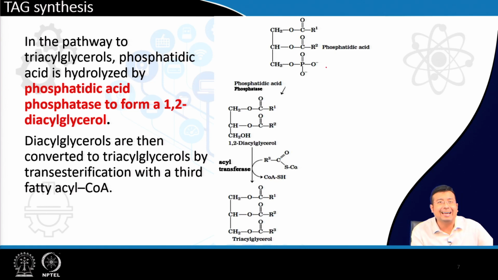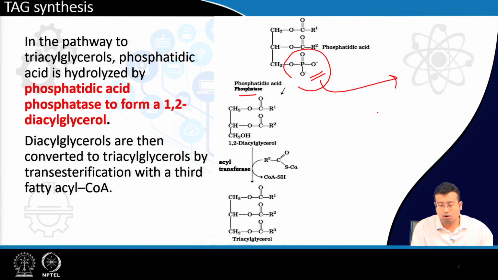So phosphatidic acid, we need to get rid of this phosphate group somehow. How can we do that? We add phosphate with the help of a kinase, like glucose to glucose 6 phosphate by hexokinase. If we were to do the reverse, we need a phosphatase enzyme. Same concept also applies over here. So phosphatidic acid is acted upon by a phosphatase enzyme that gets rid of this phosphate group. It is gone. Now we are left with 1,2-diacylglycerol.